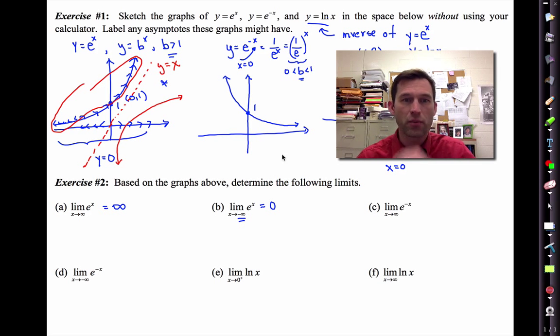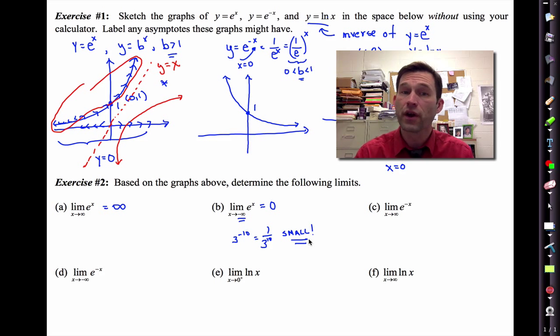Again, play around with some numbers. Think about like 3 to the negative 10th, right? That would be 1 over 3 to the 10th, and that is small. And that's only when x is negative 10, right? We're talking about heading to negative infinity here. That's a very important limit, by the way. Make sure you really kind of internalize that one.